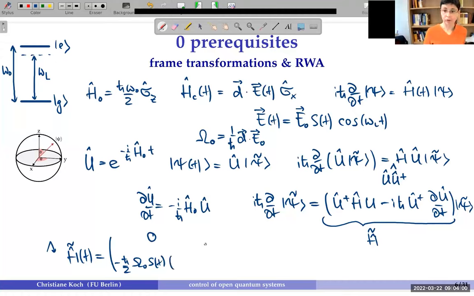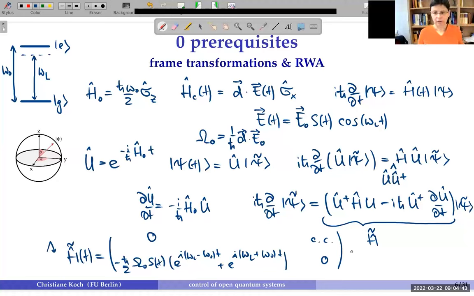And we'll end up with the following expression, where we do one more step. We write this cosine as a sum of two exponents. And then we get here once the exponent of the drive frequency minus omega zero, and so once the difference of the frequencies and once the sum of the two frequencies, and similarly the complex conjugate of that expression here and zero on the diagonal.